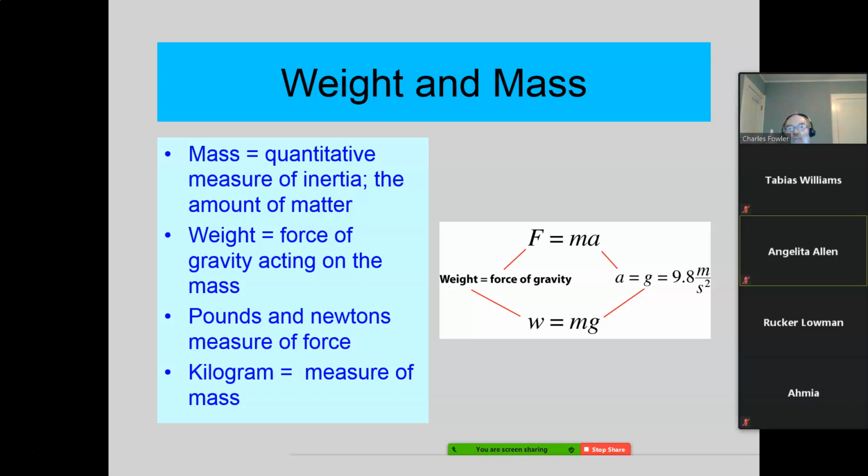Number one, weight is a force. Its units are, if it's in newtons, kilogram meter per second squared. If it's in the U.S. customary, it's in pounds. That's what we measure weight by. Forces are vectors. Weight has a direction, always toward the center of the earth. Okay? Mass, on the other hand, is a scalar quantity. It's measured in kilograms.